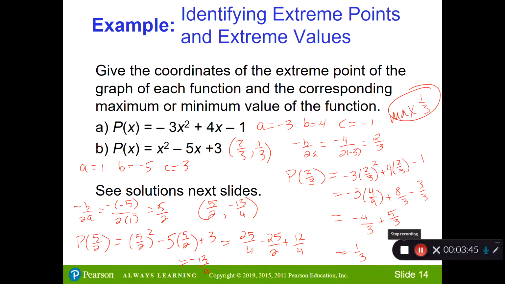Because the a is positive, I'm opening up, so the vertex is a minimum, so I would have a minimum value for the second one of negative 13/4.